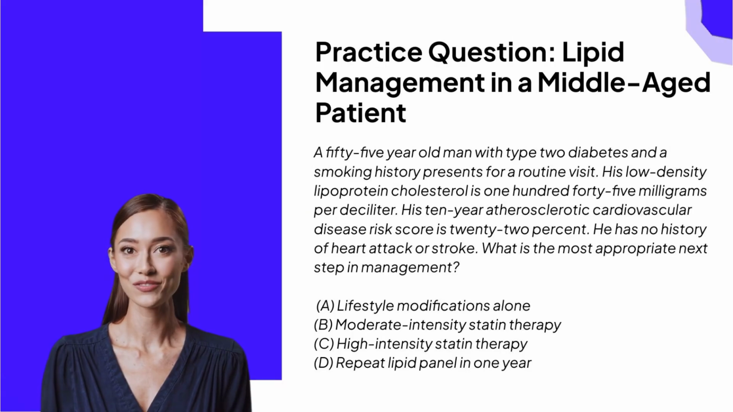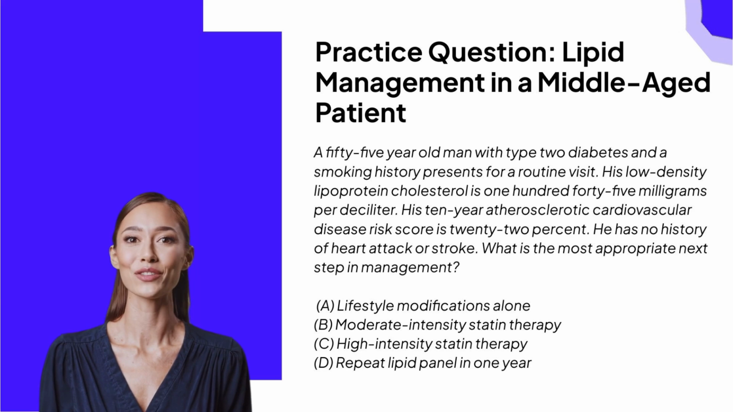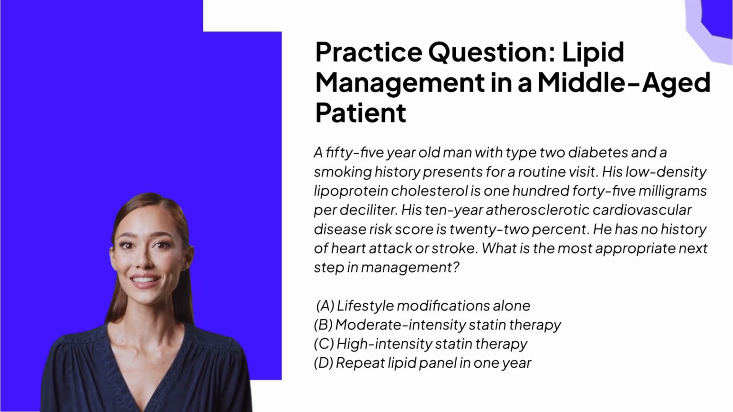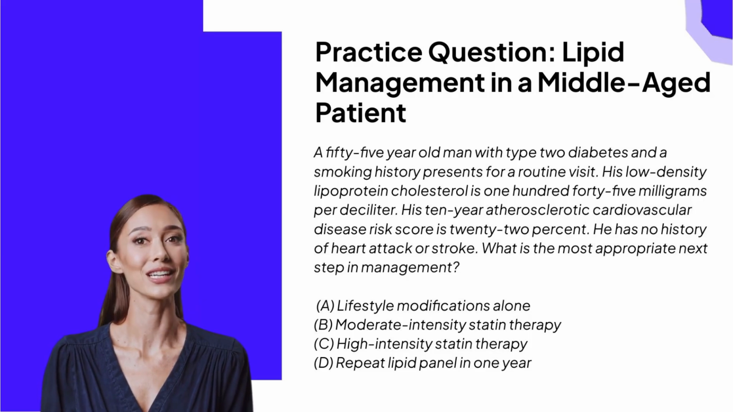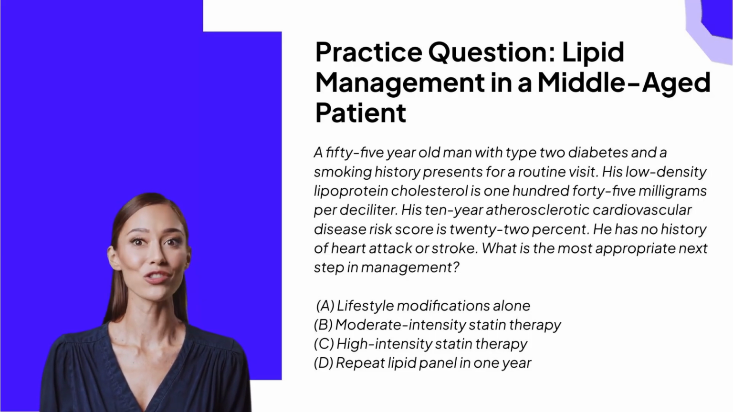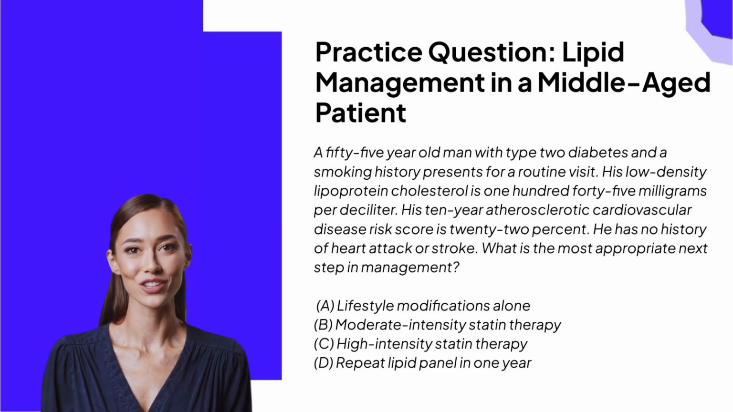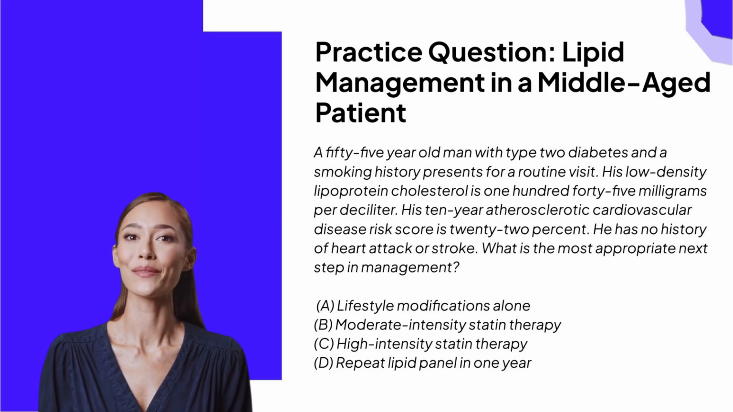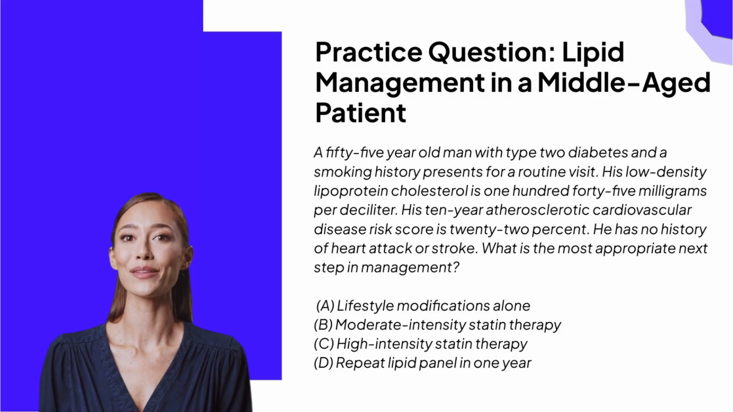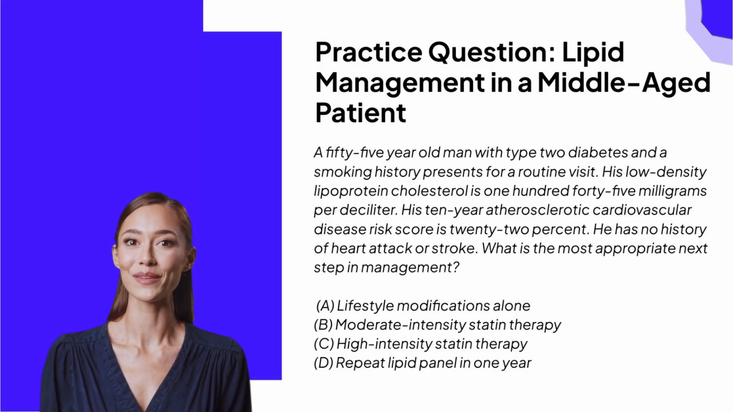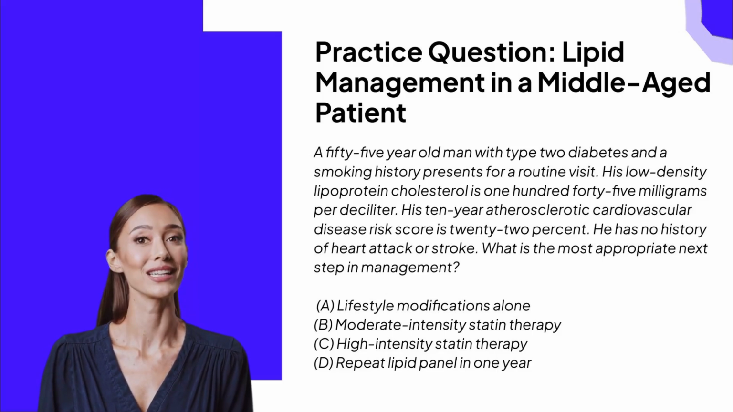Let us work through our first practice question. A 55-year-old man with type 2 diabetes and a smoking history presents for a routine visit. His low-density lipoprotein cholesterol is 145 milligrams per deciliter. His 10-year atherosclerotic cardiovascular disease risk score is 22%. He has no history of heart attack or stroke. What is the most appropriate next step in management? Take a moment to think about this before we walk through the answer on the next slide.